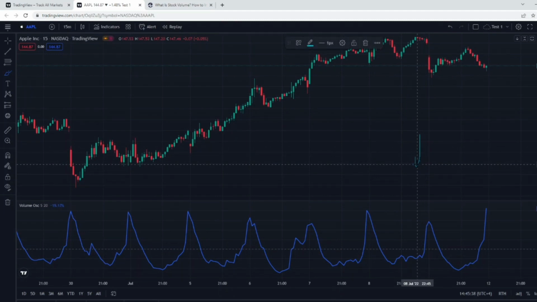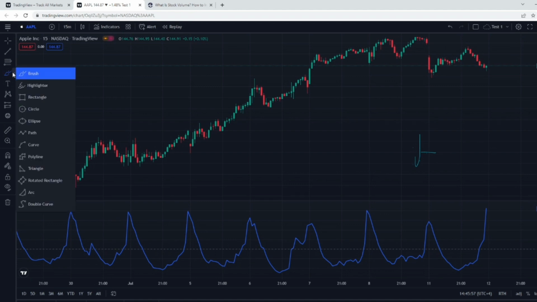Volume can also tell you how strong a trend is. For example, if the price is on an uptrend, yet the volume is constantly decreasing, it means that it's a weak uptrend, and you should be careful if you're taking a buy position, because this could indicate that the trend may come to an end. It's also the same for downtrends.